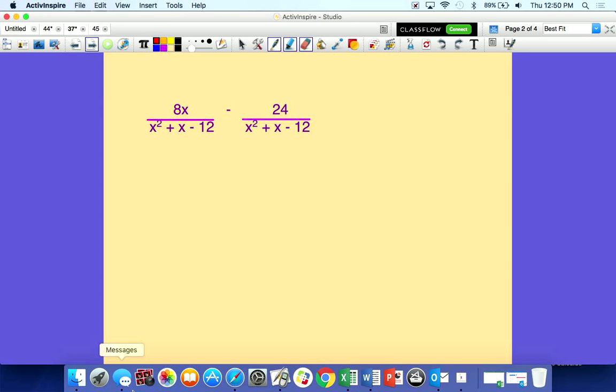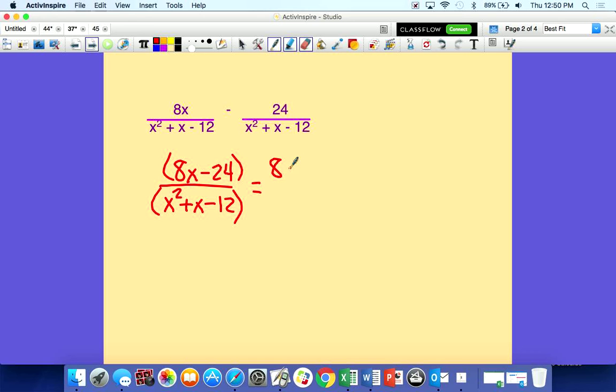So then, we can add or subtract the numerators. So our top becomes 8x minus 24. Our bottom stays x squared plus x minus 12. Now remember, put parentheses around those. And now we have to check and see if we can simplify here. Well, the top, we can pull out an 8. So we're left with x minus 3.